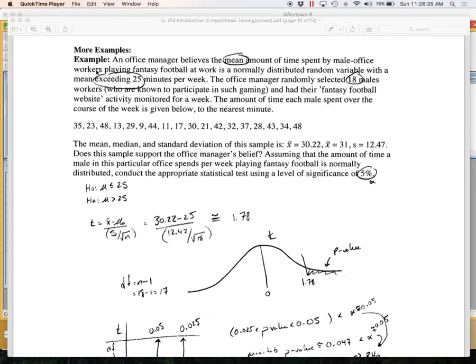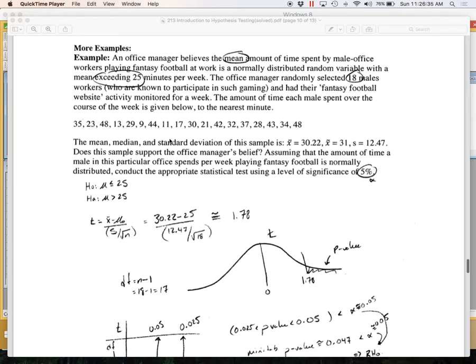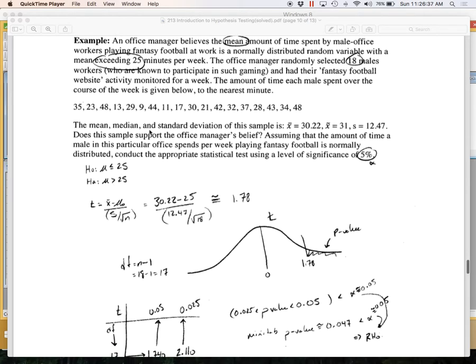Let's try some more examples. Okay, so basically we're testing whether the mean is greater than 25 for these 18 points. You can read about the details if you like. So here the sign is exceeding. That means greater than, must be a greater than.